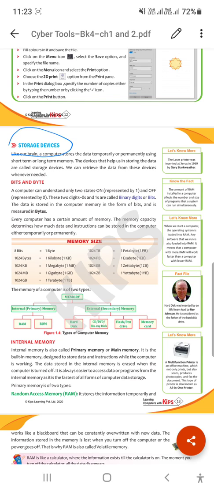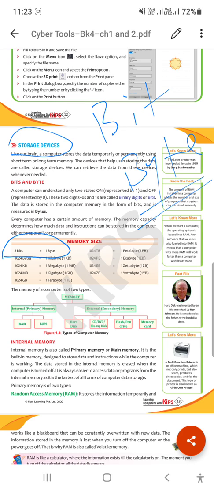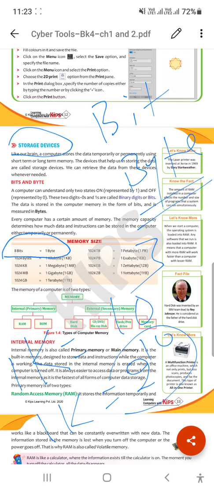What are storage devices? Storage devices are devices used to store data and information on a temporary or permanent basis. Information and data are stored in the form of bits and bytes. 8 bits is equal to 1 byte, and 1024 bytes is equal to 1 kilobyte. Generally 1k means 10 to the power 3, but in computer science 1k means 2 to the power 10. We use different calculations in computer science.